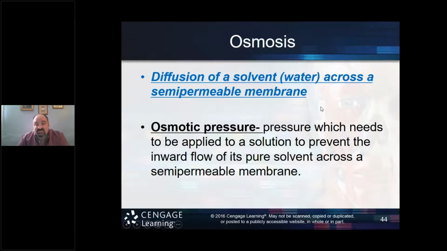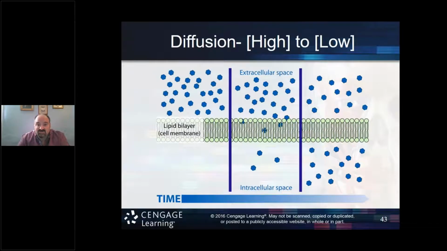Osmosis is movement of the solvent, not the solute. So solute, you can think of these blue particles here. They could be glucose, they could be salt, they could be sodium ions, whatever it may be. In the case of potassium ions being higher in concentration outside of the cell, let's think of them as sodium ions, moving from high to low.